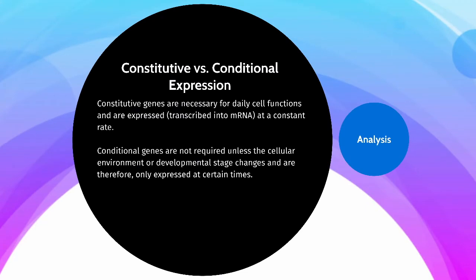However, the genes transcribed from the DNA do not always share the same expression. Constitutive genes are necessary for daily cell functions and are expressed or transcribed into mRNA at a constant rate. Conditional genes are not required unless the cellular environment or developmental stage changes, and are therefore only expressed at certain times.